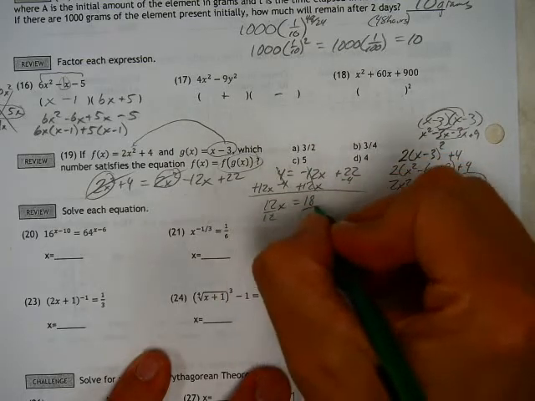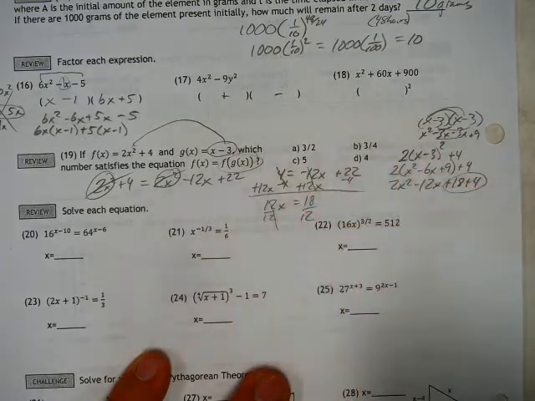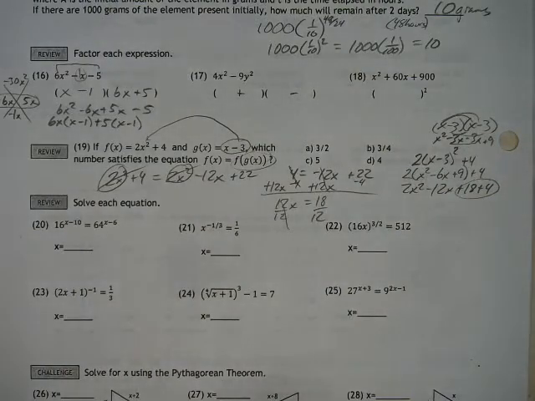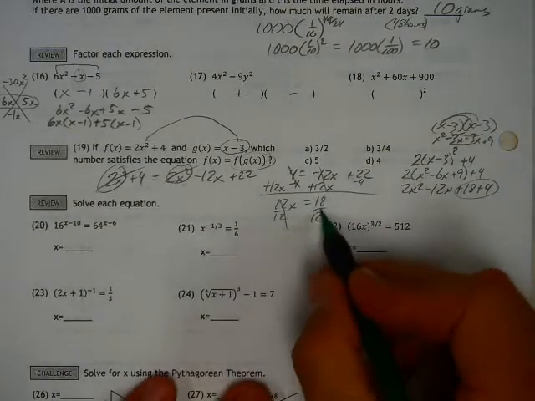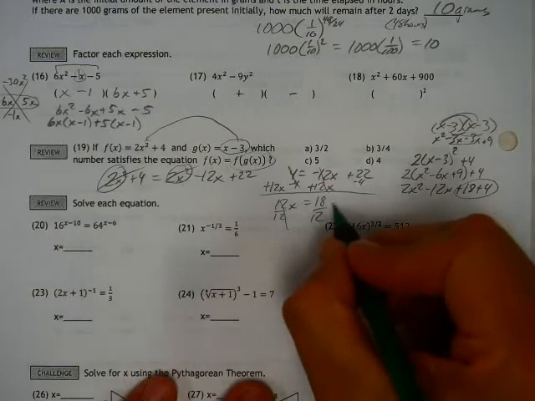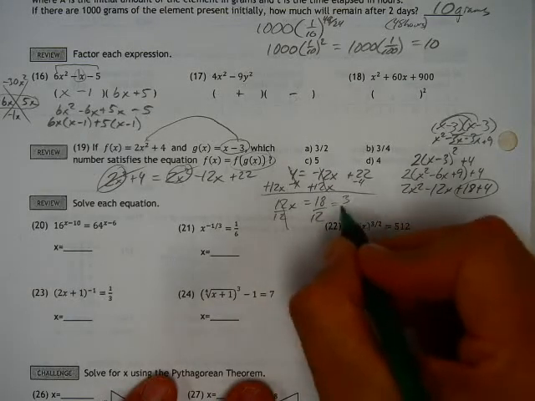So divide by 12. There's no answer that's 18 over 12. But if you look at the possible answers, if you look at reducing this, 6 goes into both numbers. 6 goes into 18 3 times, into 12 twice.